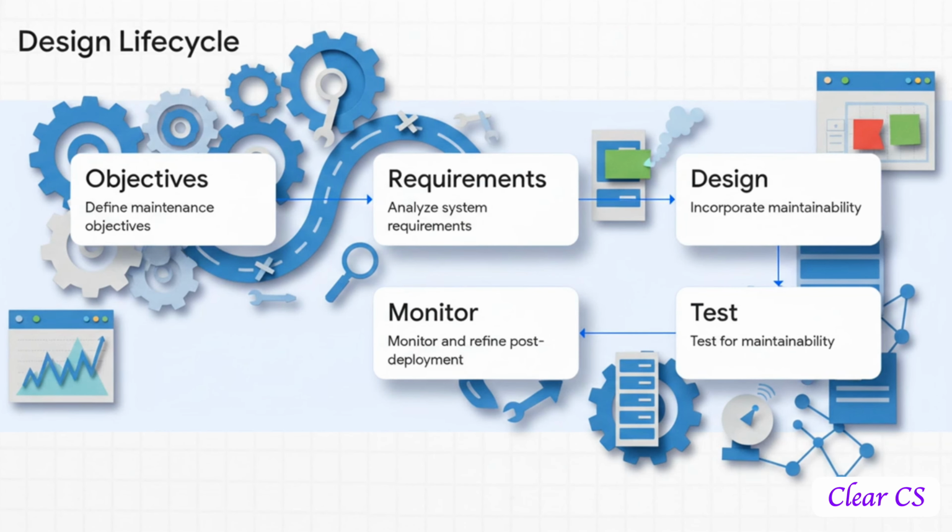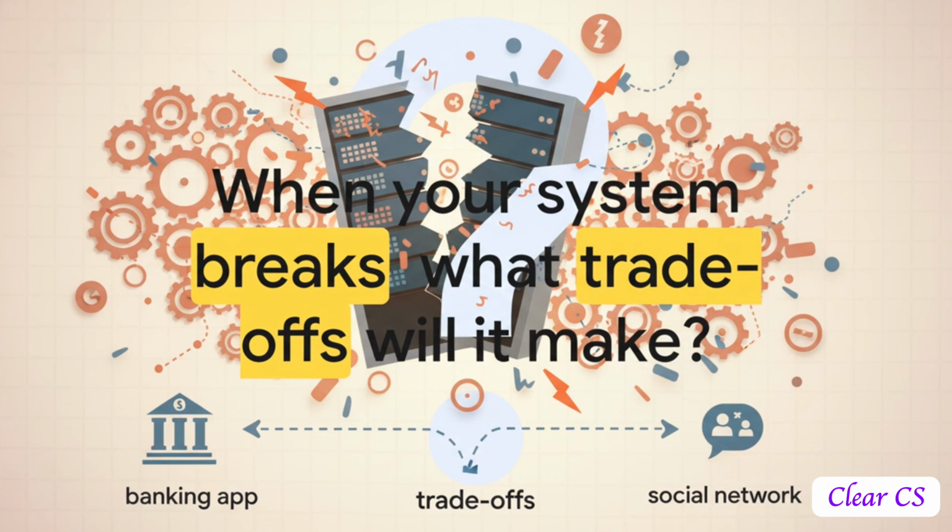Let's move to the next slide and see how this builds into a complete design lifecycle. You definitely don't just bolt maintainability on at the very end. You start step 1 by defining your maintenance objectives and analyzing requirements. Then you actively incorporate it right into the design phase. Next, you actually test for it, literally simulating maintenance scenarios like hot swapping a server just to see how the system reacts. And finally, you monitor and refine post-deployment. Use telemetry and service level indicators to make sure your system can evolve safely over time. It's a continuous loop. Which brings us to our final thought for this explainer.